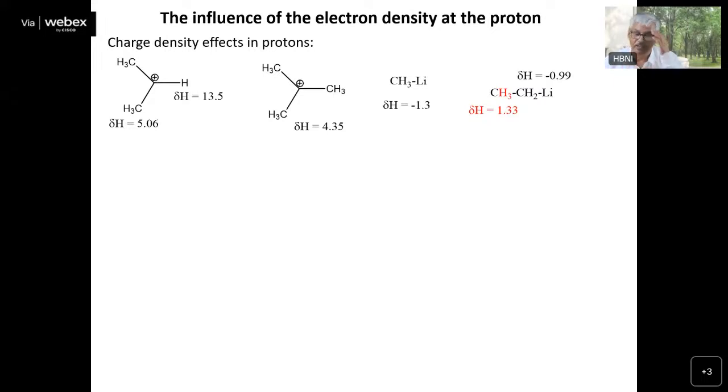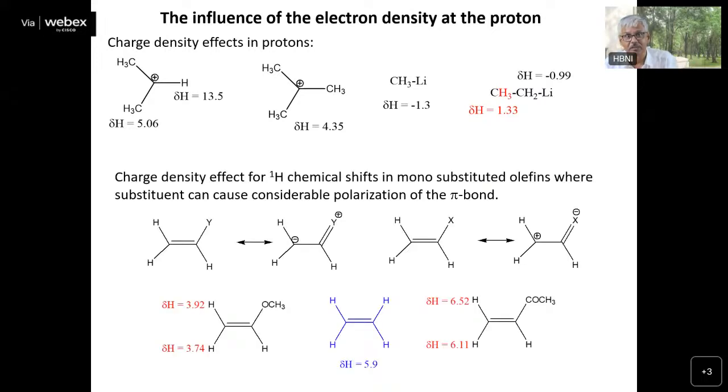Now the alkyl lithiums, you can see the delta hydrogens of methyl groups come at minus 1.3 ppm. But in case of ethyl lithium, the chemical shift of the hydrogen of this methyl group comes at 1.33. Again, the magnetic anisotropic effect, which we will explain later on, is now playing a role. It is not only the inductive effect.